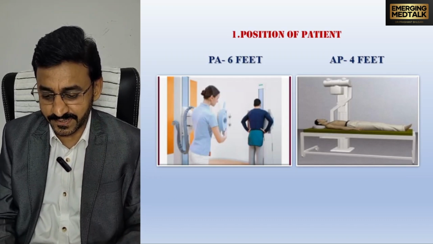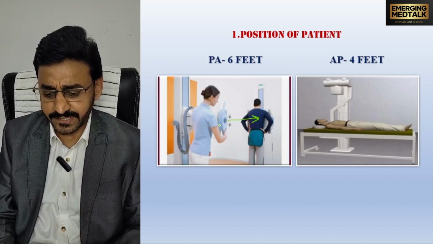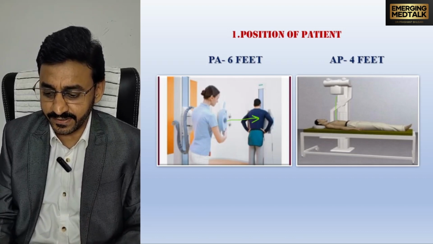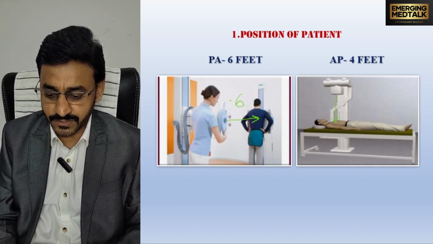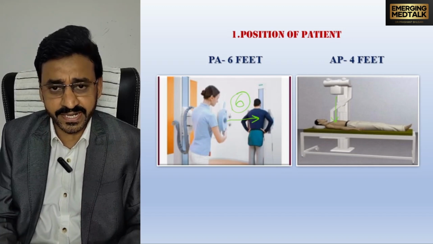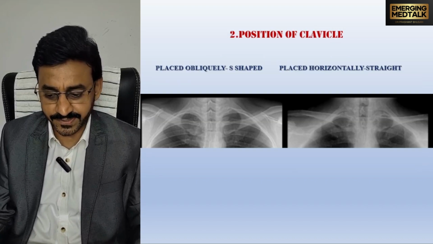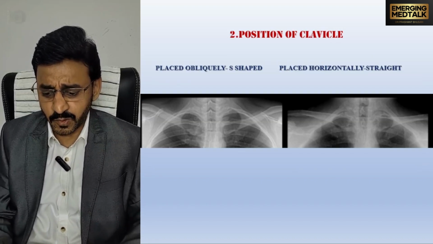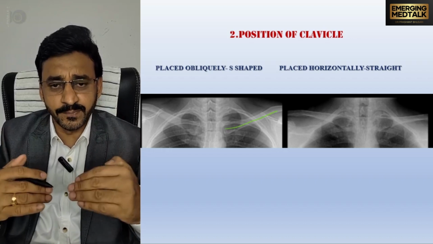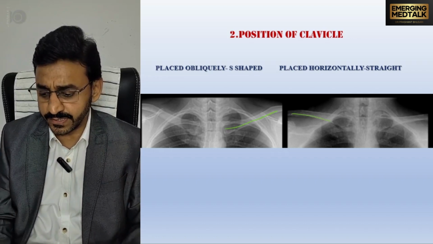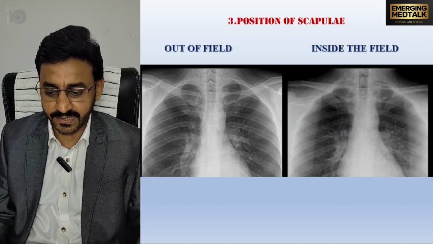So here is the posterior anterior view. First, position of patient: X-ray passes from posterior to anterior. Here, from anterior to posterior side, the distance between patient and the tube is around 6 feet. Here the distance is 4 feet. Next, the clavicle in this posterior anterior view is somewhat S shaped and obliquely placed. In this AP view, the clavicle is straight and horizontally placed.